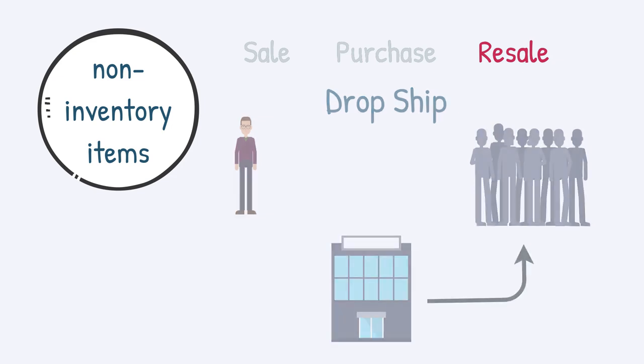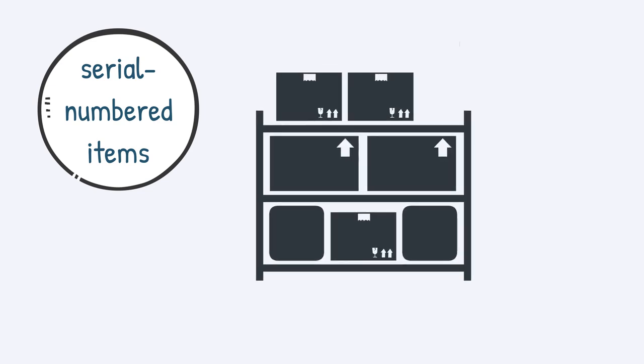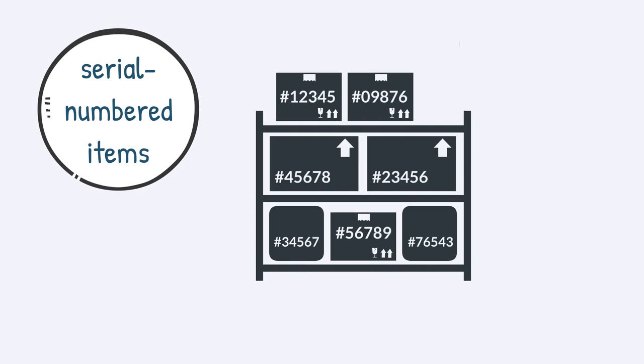A third key physical item type are serial numbered items. This category is similar to inventory items, just more specific. Like inventory items, serial numbered items are physical items that your company holds in inventory. Serial numbered items, however, each have a unique serial number in order to keep track of each individual item as it enters and leaves your inventory.